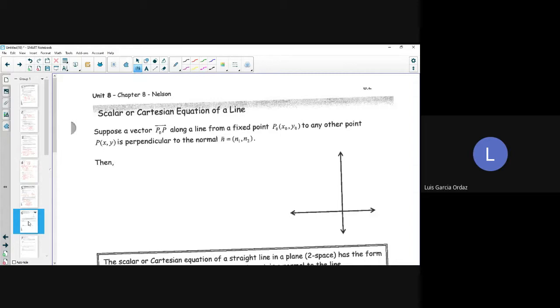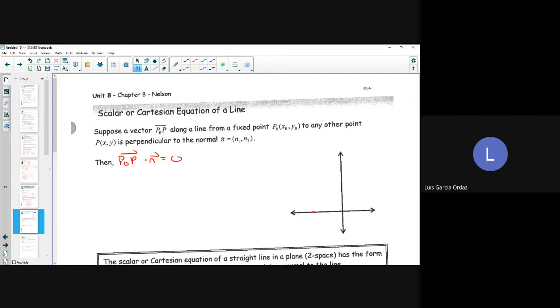So suppose a vector P0P along a line from a fixed point P0, which is x0, y0, to any other point P, x, y, is perpendicular to a normal n, n1, and n2. So we just proved that P0P dot product n gives me 0.